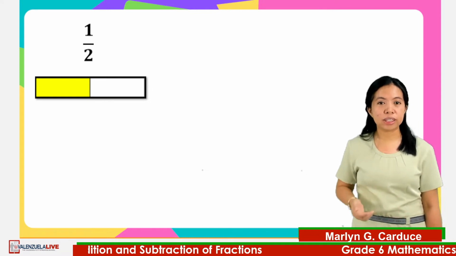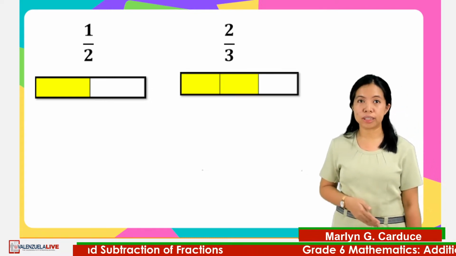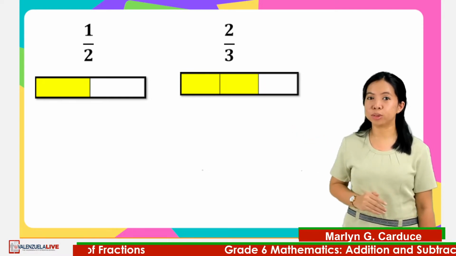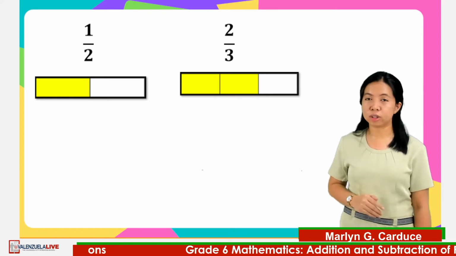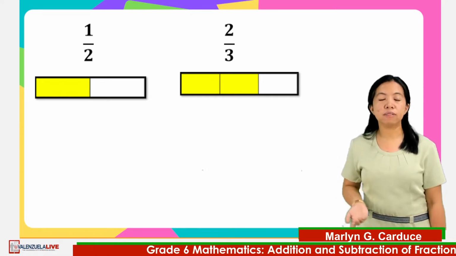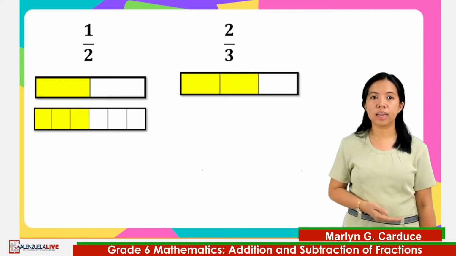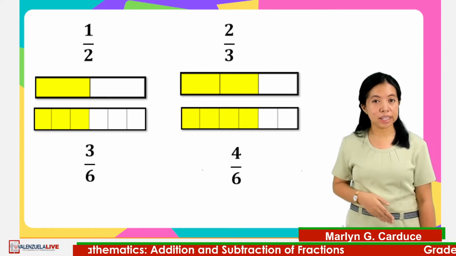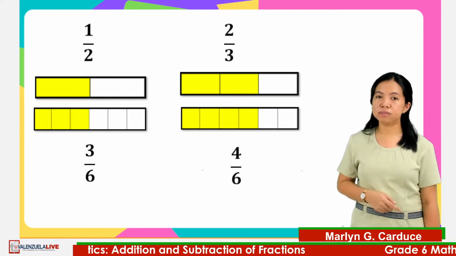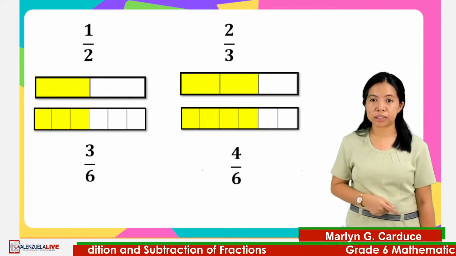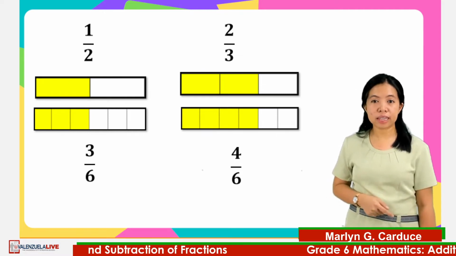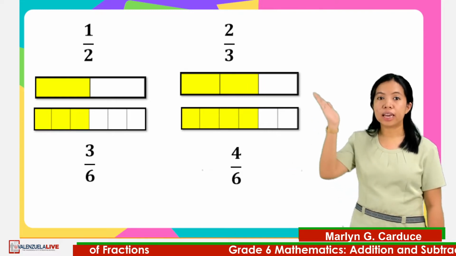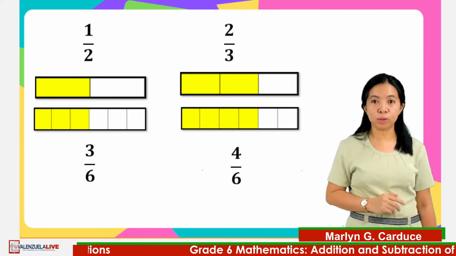We can also show the equivalent fractions of 1/2 and 2/3 visually. So here are the illustrations of 1/2 and 2/3. Using the LCD, if we divide the figure into 6 equal parts instead of 2 and 3 and shade it accordingly based on the figure, it gives us 3/6 and 4/6 respectively. And 3/6 is the equivalent fraction of 1/2, same with 4/6 as it is the equivalent fraction of 2/3.